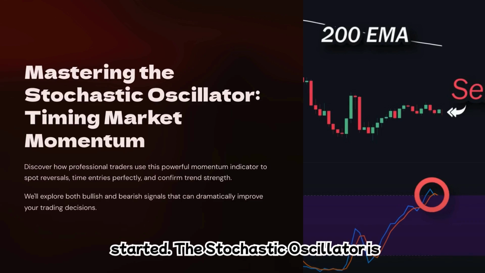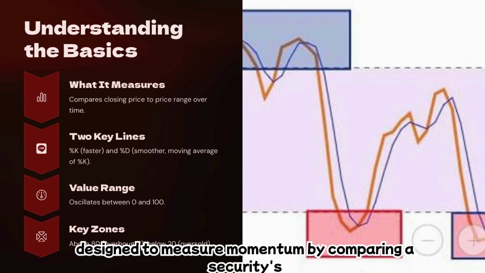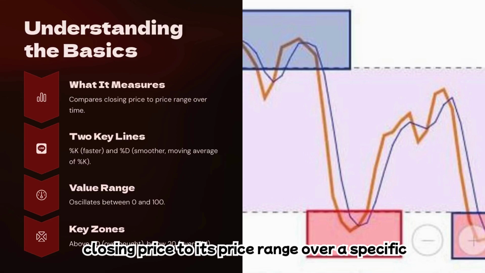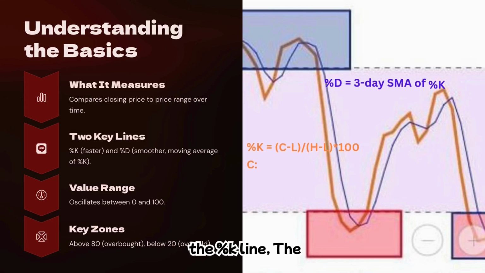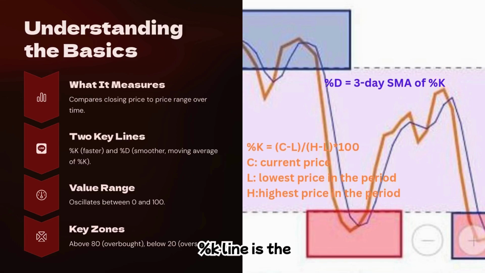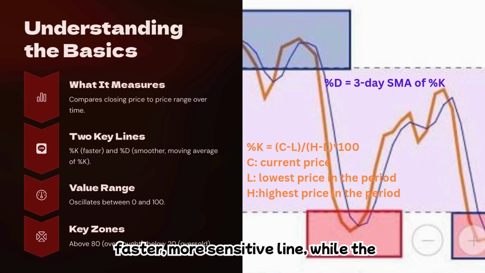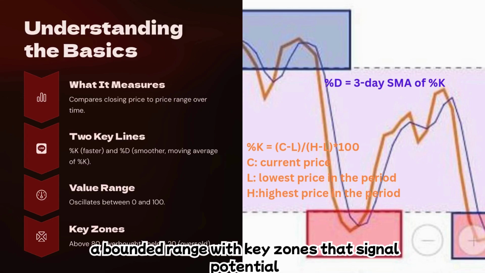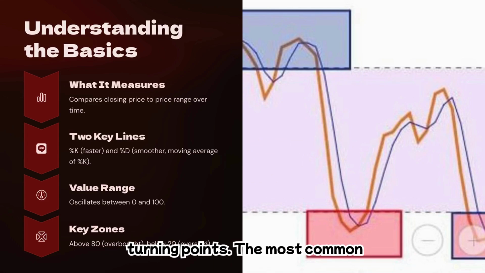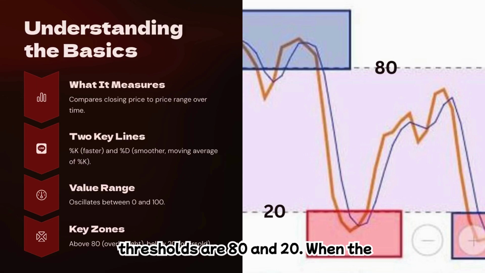Okay, let's get started. The stochastic oscillator is designed to measure momentum by comparing a security's closing price to its price range over a specific period. It consists of two lines, the %K line and the %D line. The %K line is the faster, more sensitive line, while the %D line is a moving average of %K, which smooths out the noise. Together, they oscillate between 0 and 100, creating a bounded range with key zones that signal potential turning points. The most common thresholds are 80 and 20.